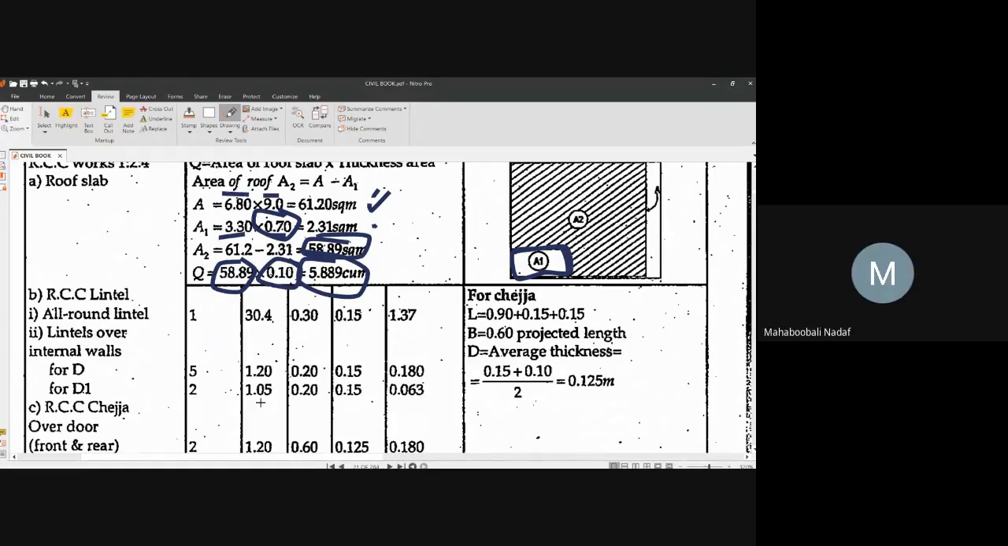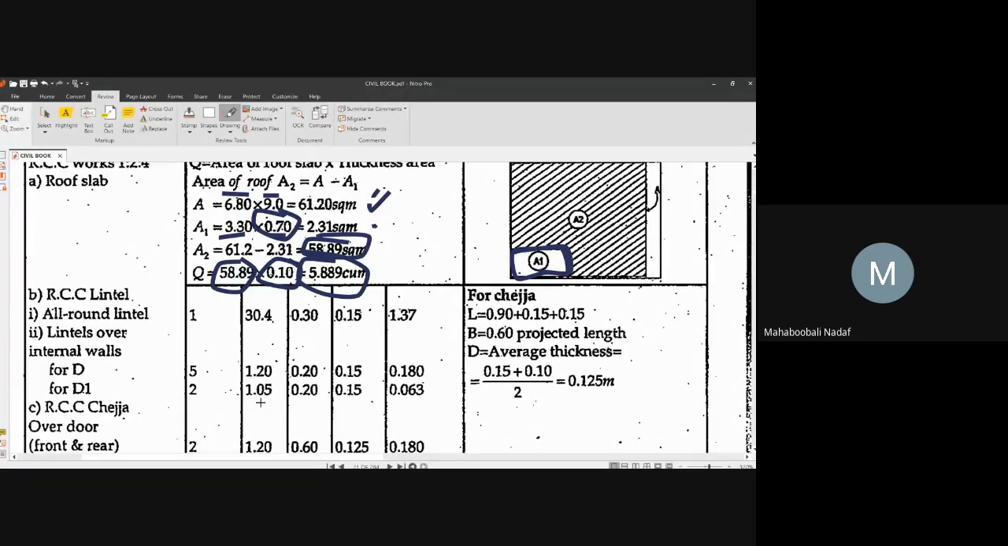Generally, if they have not given, they will not ask. If they still ask, you write it as an assumption. No problem. Okay. Generally, they will give it in the cross section. What have they given? RCC roof. Can anyone tell me in the cross section? 10 centimeter thick, sir. Very good. It should be 10 centimeter thick.